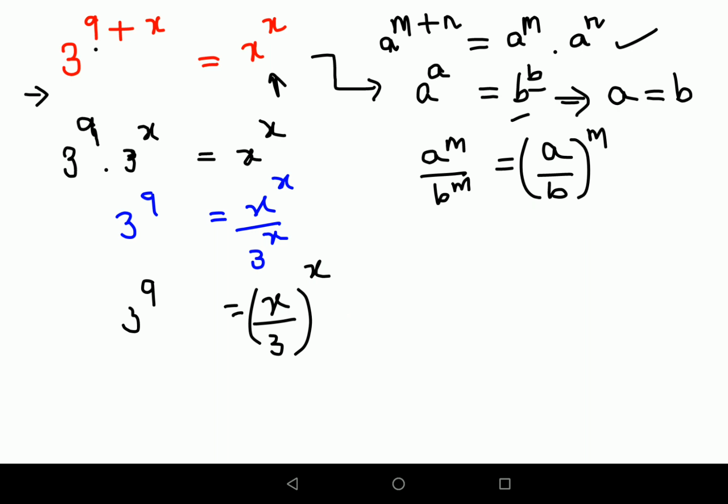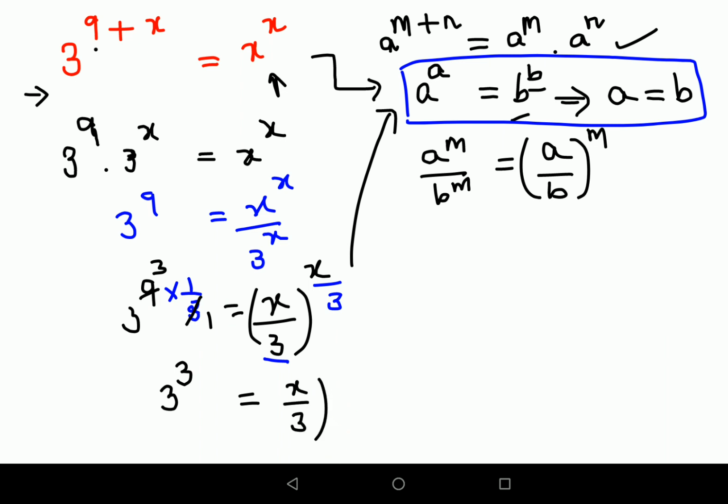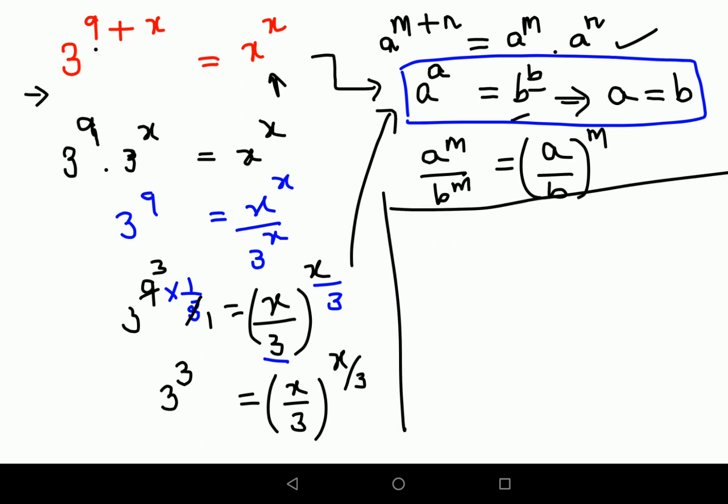But if you remember, I had given you this particular hint. Whenever you have a variable raised to variable, you try to write everything so that the whole base and index come out to be the same. Now since here your base is x upon 3, we'll take 1/3 index on both sides, or cube root. Here you will see this is coming out in the form of a raised to a. And here also, things are getting cancelled. So here I'm left with 3 raised to 3, and here I'm left with x upon 3 the whole raised to x upon 3. So now I can say x upon 3 equals 3. Therefore x equals 9.